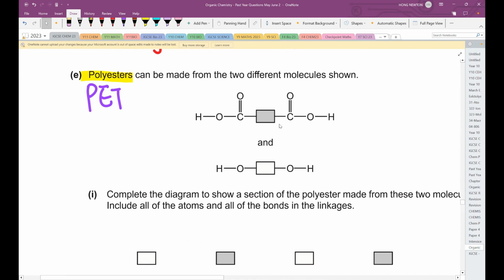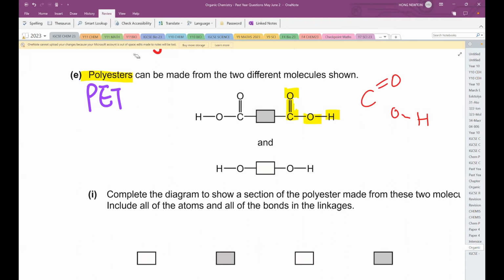Okay, so now the first one, you need to identify what this is first. Just as teacher said, COOH is what? Double bond. COOH, this one is carboxylic acid. This one is OH. OH is a single bond, yes, correct. Cannot draw too fast. They tell you single bond already. Got mistake, you tell me.